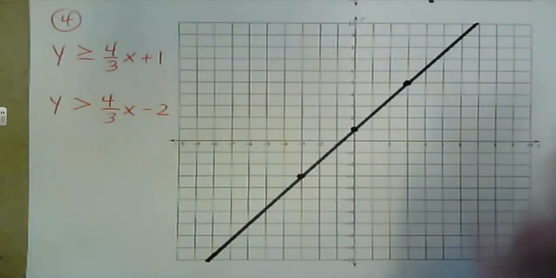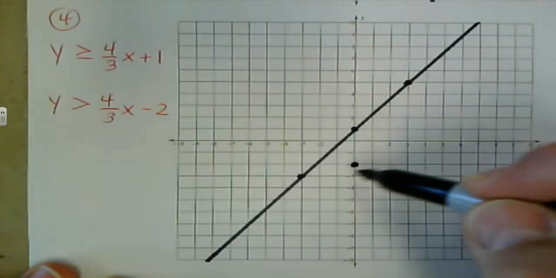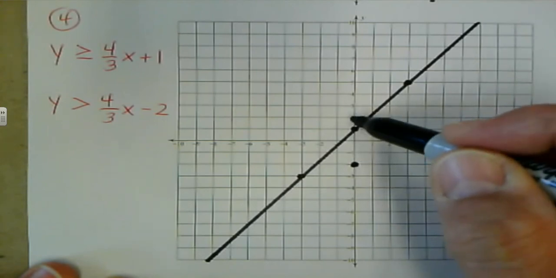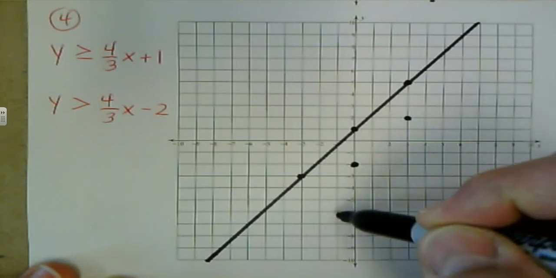We'll go to -2, which is right here. And it's also 4 over 3. 1, 2, 3, 4, 1, 2, 3.